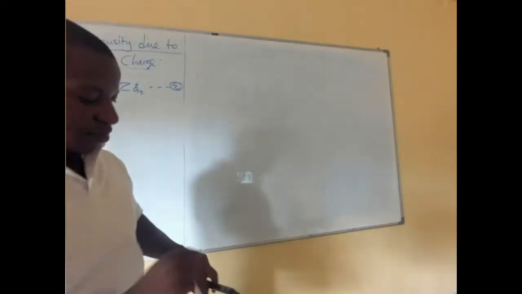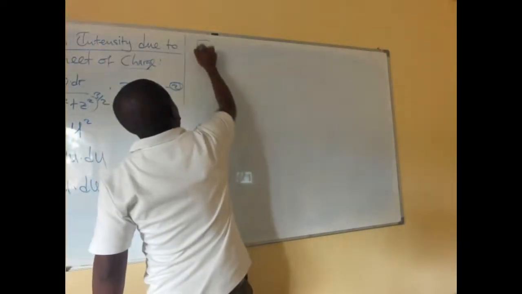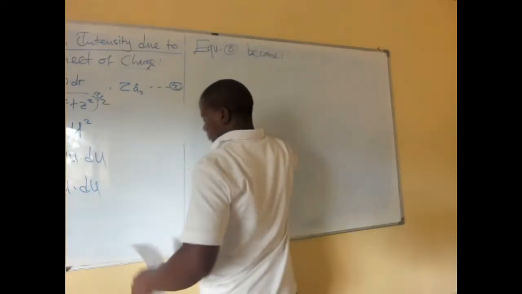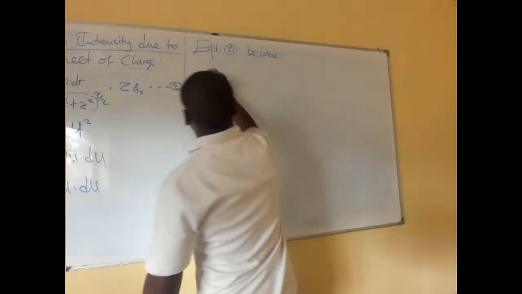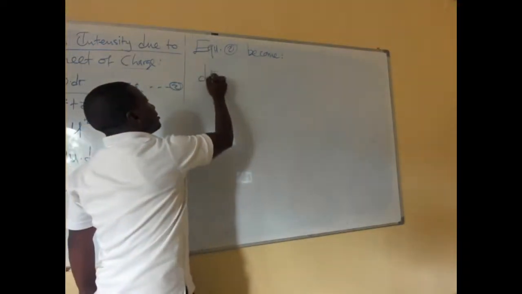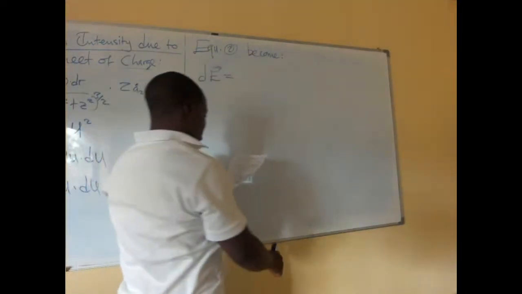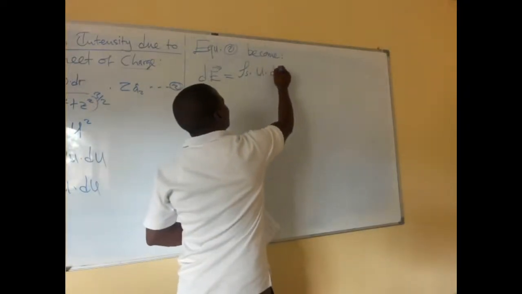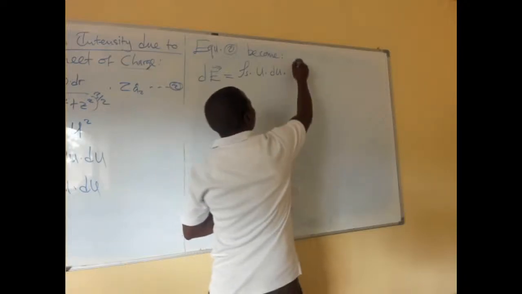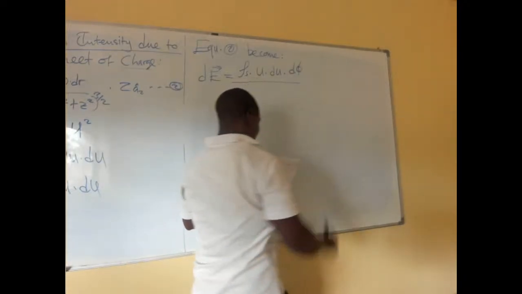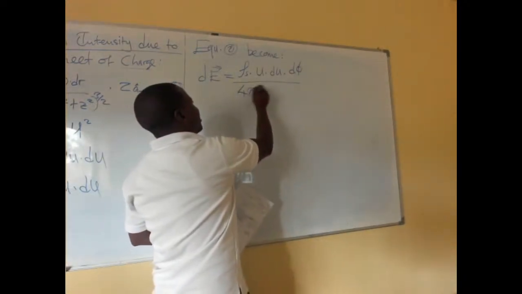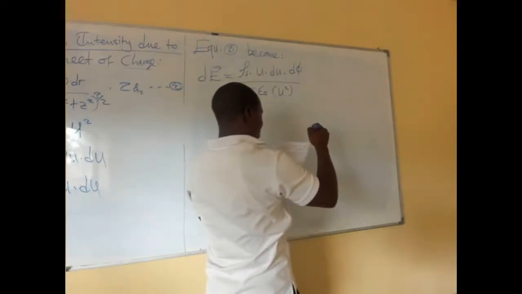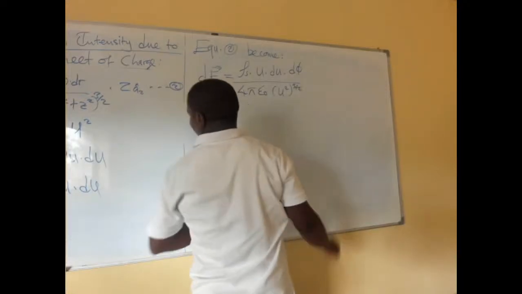All right, so our equation 2 becomes dE must be equal to the surface charge density multiplied by u du dφ, all this divided by 4π ε0 into u squared, all this to the power 3 over 2 squared.